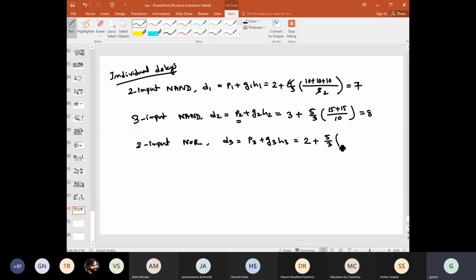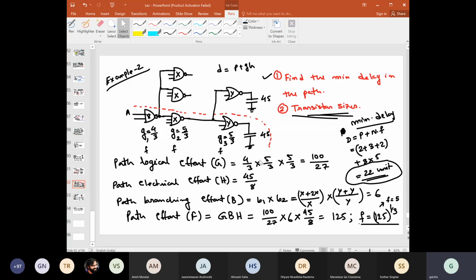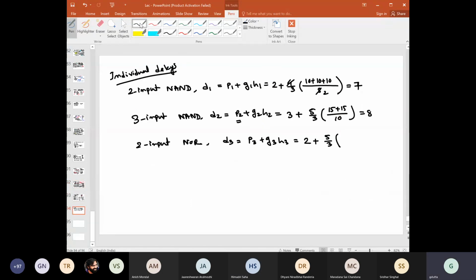What is the value of H? For that we can look here. Here there is only one capacitance, 45, right? So 45 by Y. Y is 15, right? So it comes out to be 17, right?